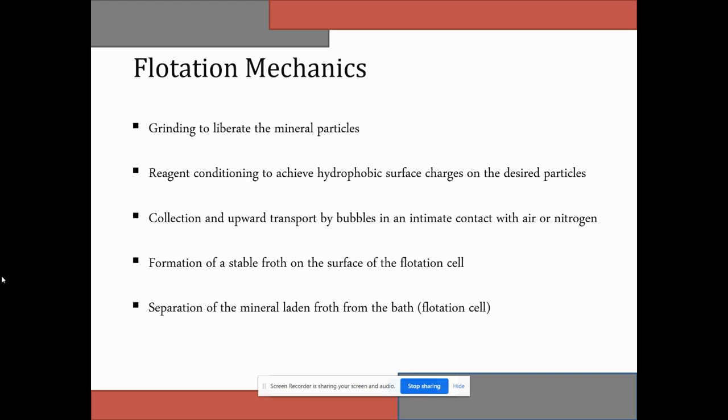The mechanics of flotation machines comprise, first, grinding to liberate the mineral particles; second, reagent conditioning to achieve hydrophobic surface charge on the desired particles; third, collection and upward transport by the bubbles in intimate contact with air or nitrogen; fourth, formation of stable froth on the surface of the flotation cell; fifth, separation of mineral-laden froth from the bath, that is the flotation cell. Next slide.